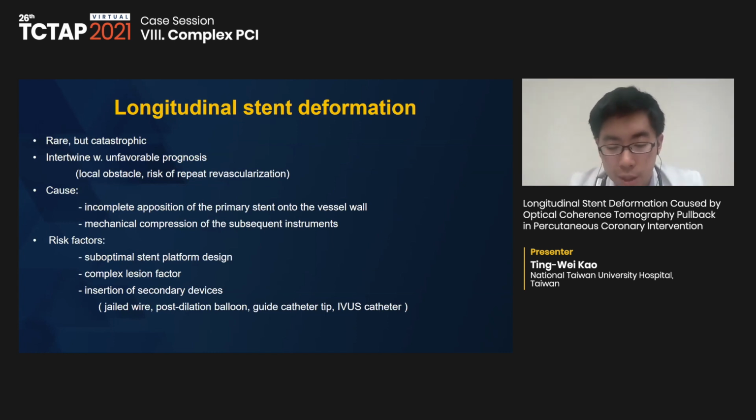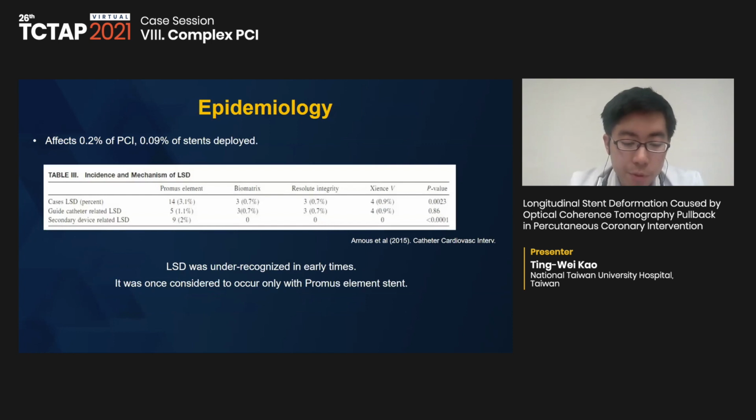The risk factors include suboptimal stent platform design, complex lesion factors, and insertion of secondary devices. Epidemiological reports of LSD varied from study to study, owing to the sensitivity of the different diagnostic modalities. In early times, LSD was under-recognized and was considered to occur only with Promus Element, possibly caused by its peak-to-peak design. Subsequent reports nevertheless document LSD on other platforms as well, marking LSD a universal complication in all settings.